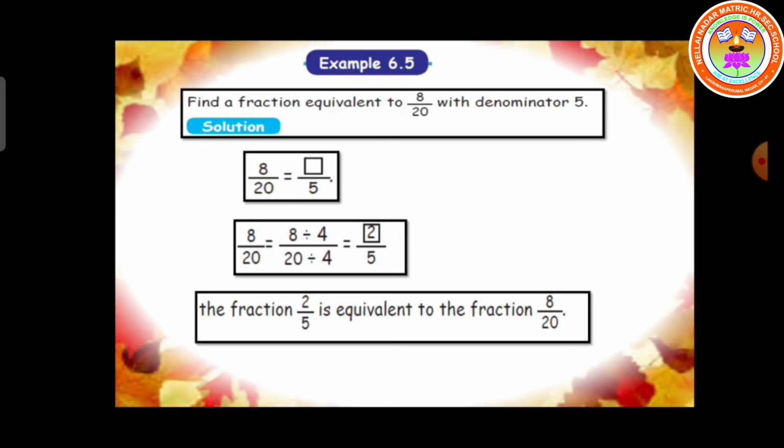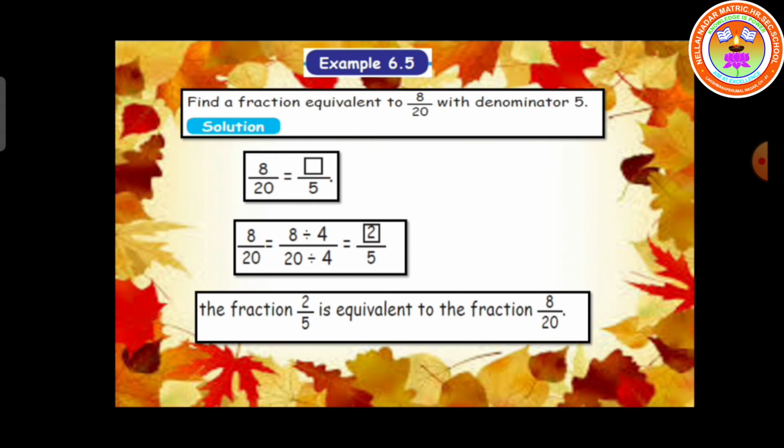Then, how to obtain these equivalent fractions? How to find these equivalent fractions? The main thing is we have to multiply both the numerator and the denominator by the same number. Then we'll get the equivalent fractions. See, not only multiplication but also division. See example 6.5 to understand in a better way.